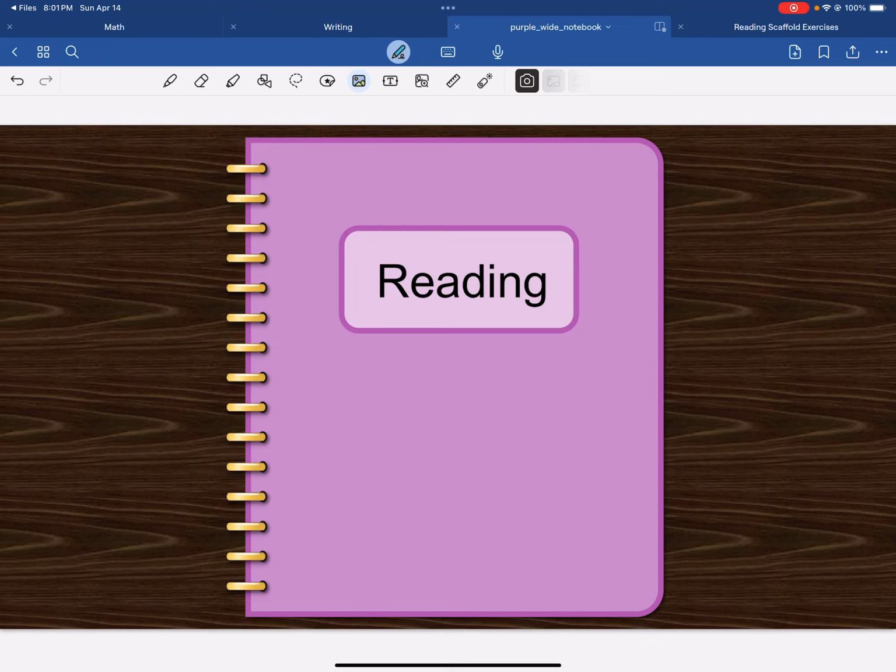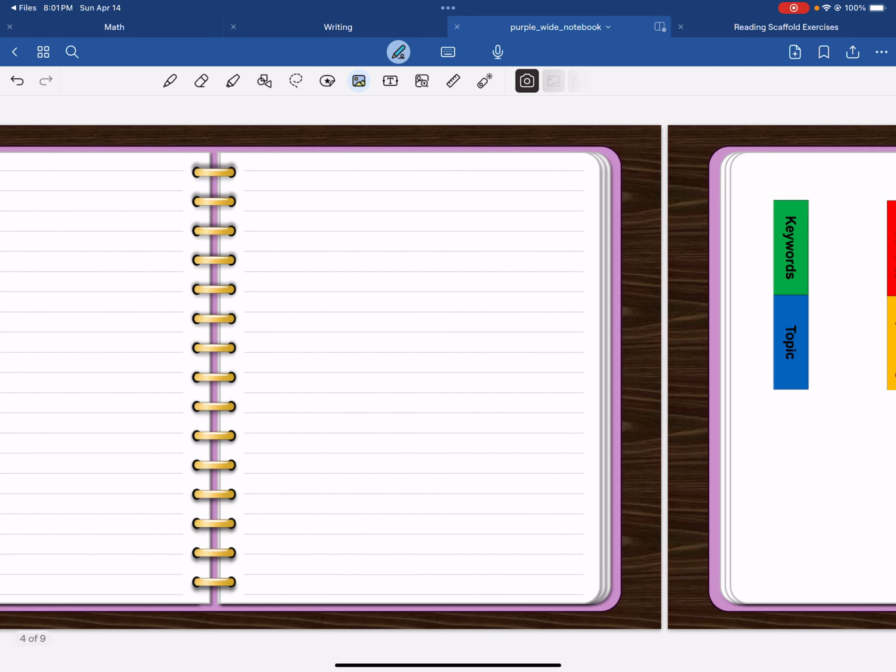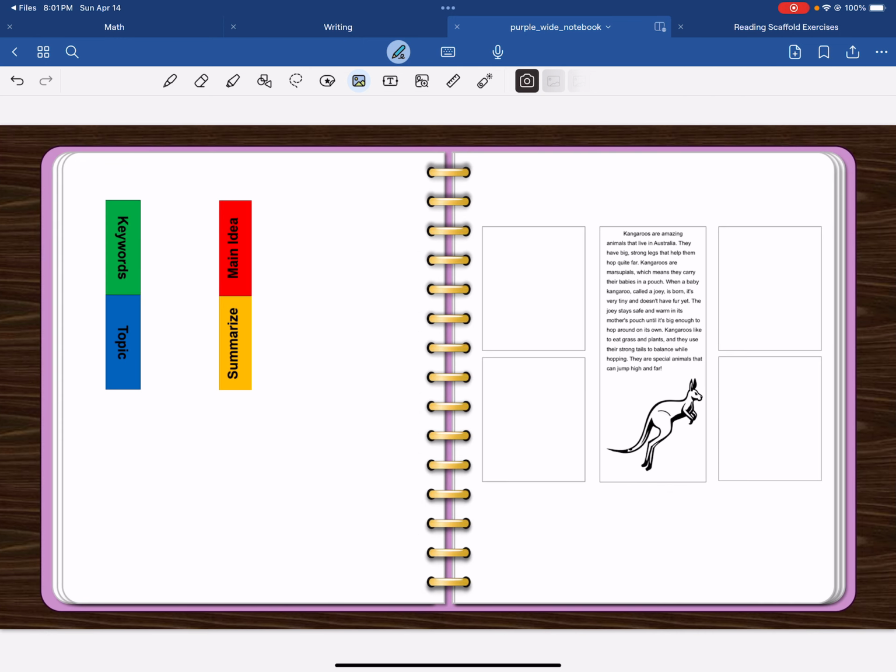In this video, we will be learning how to use the reading scaffold or the reading scaffolding tool. And it looks like this. When you download the materials, you will get this page with the actual passage and then the 4 boxes. And then the outside, once it's folded, looks like this with the text, the story about kangaroos, right in here.